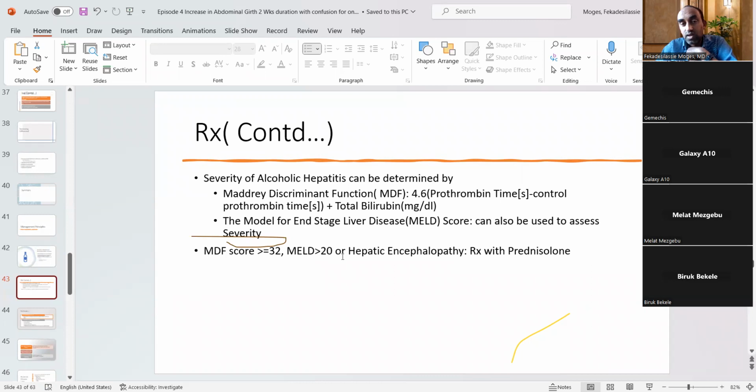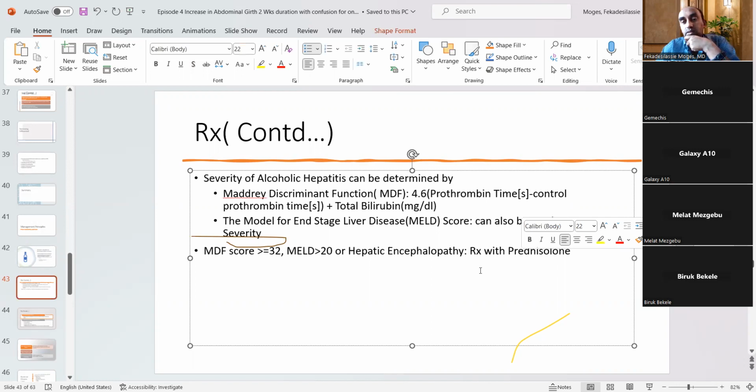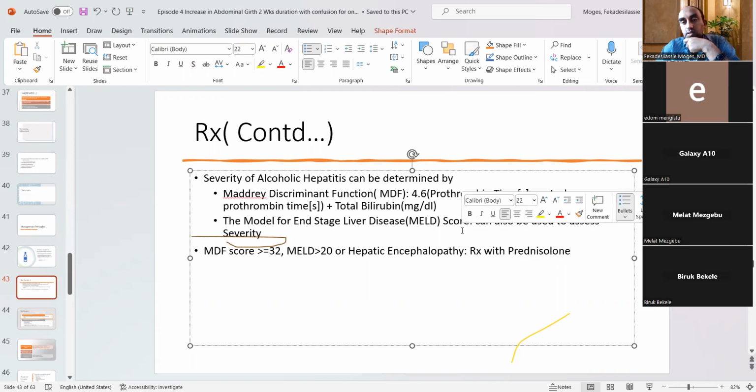20 ከሆነ ሲቪር ስለሆነ or presence of hepatic encephalopathy like in our patient, you have to treat them with prednisolone, not with prednisone. What is the difference between prednisone and prednisolone? Why is prednisolone chosen? You have to know that. Because prednisone needs hepatic activation.